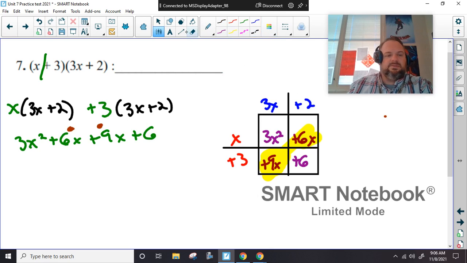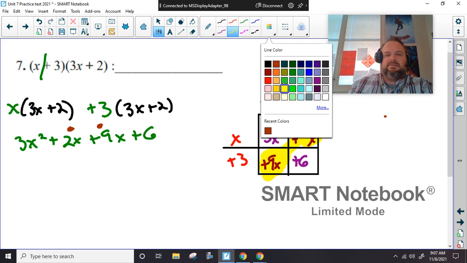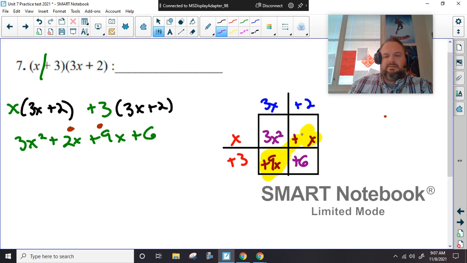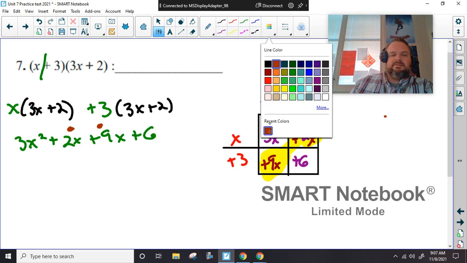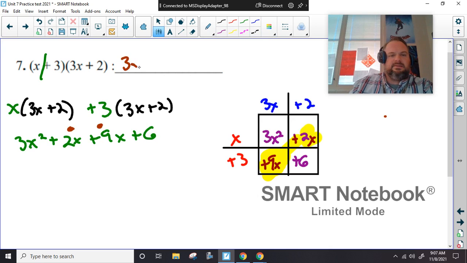Oh, that should be a 2. I think I was accidentally doing something else. My mind was on neutral, and that's not good. There we go. That's better. So we should get 3x squared plus 11x plus 6.